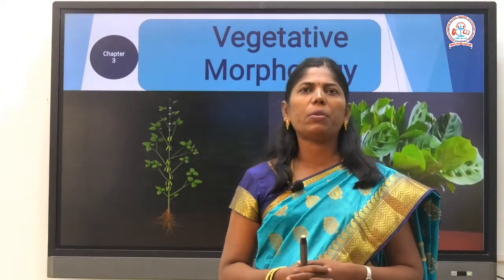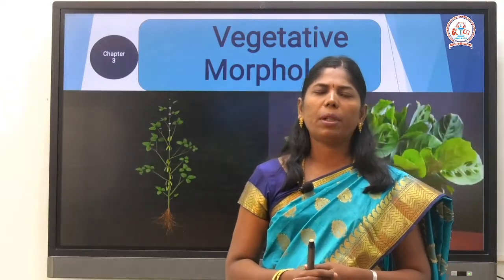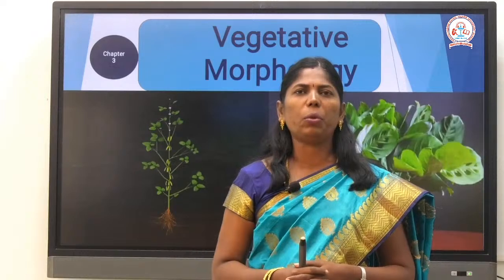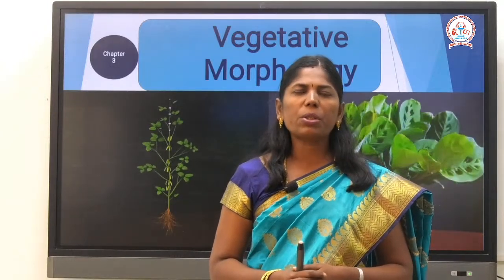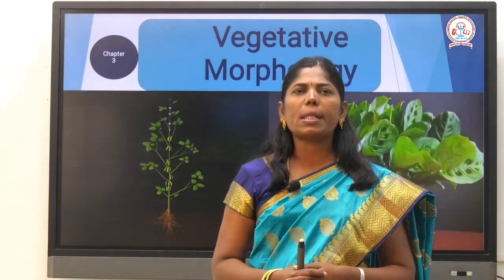So today we are going to learn the topic vegetative morphology. Under the chapter we are going to see the shoot system. Already we studied the root system. You know the characteristics of the root system. So today we are going to learn the shoot system. So how is the shoot formed?